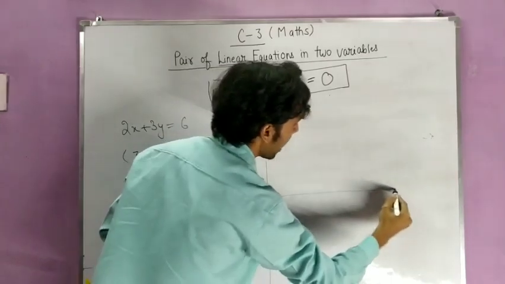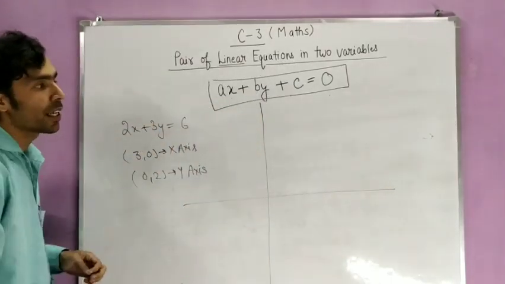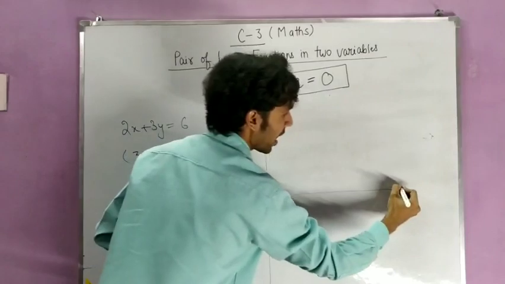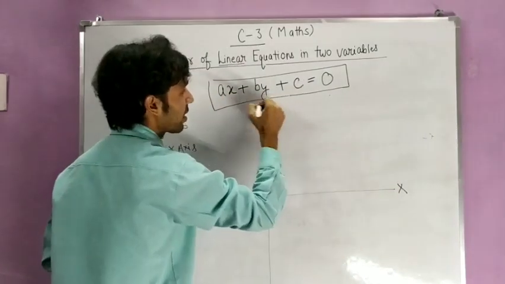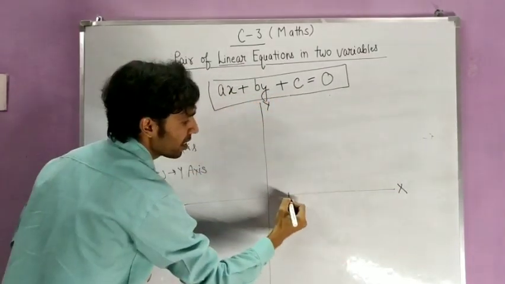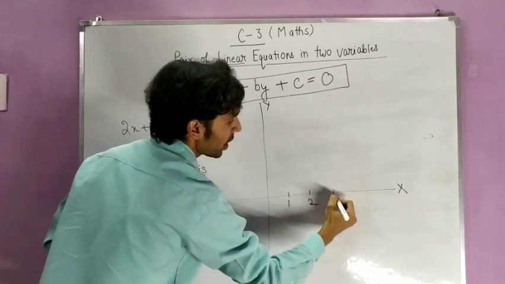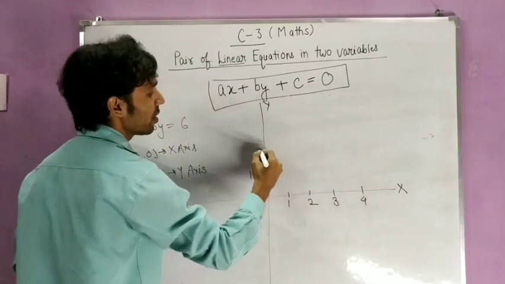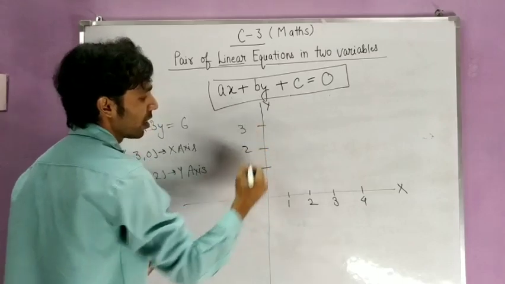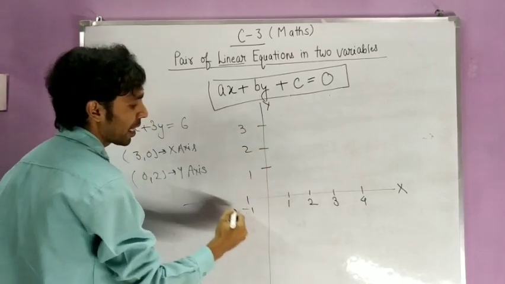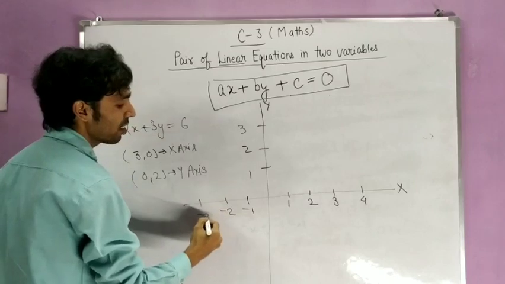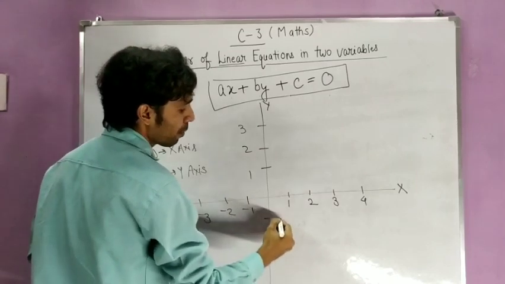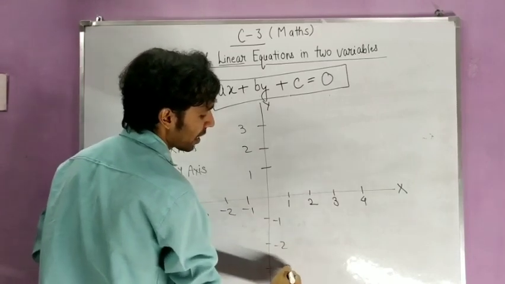You will make that line also. Now it is your x-axis, it is your y-axis. Suppose it is 1, 2, 3, 4. Similarly, it is 1, 2, 3. This side will be negative, -1, -2, -3, and this is also negative, -1, -2, -3.